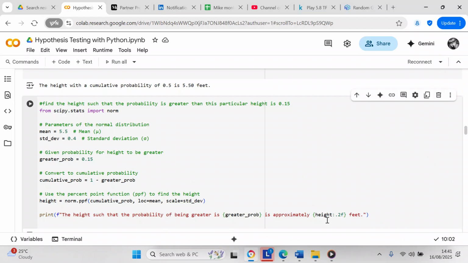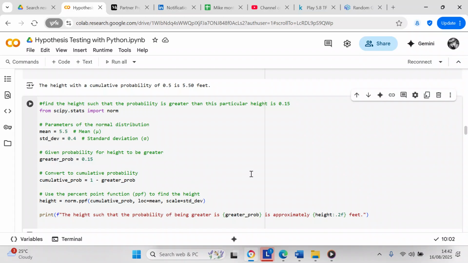So we're going to define the parameters of the normal distribution. So the mean is 5.5 feet. The standard deviation is 0.4 feet. We're going to give the probability for a height to be greater. Greater prob equals 0.15. And so we're going to convert it to a cumulative probability. Cumulative probability equals 1 minus greater prob.